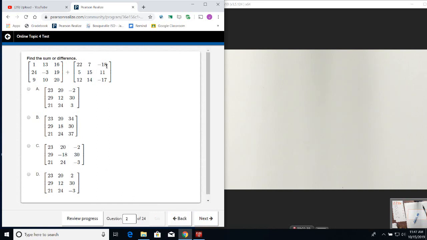16 plus a negative 18 would be a negative, or excuse me, a positive, or a negative 2. Should be a negative 2. So it's either A or C. Check the next one. 24 plus 5 is 29. Okay, so A looks good, C still looks good. Now right here we finally have a difference in A and C. This is a 12, this is a negative 18. So if I take that element, which is a negative 3, plus the 15, what's a negative 3 plus 15? 12.